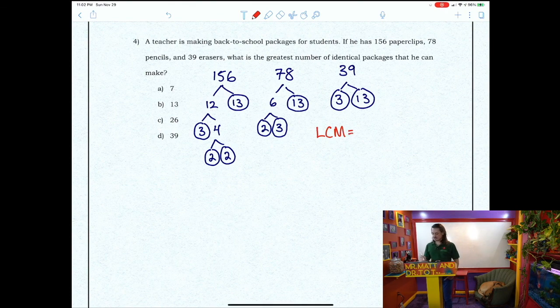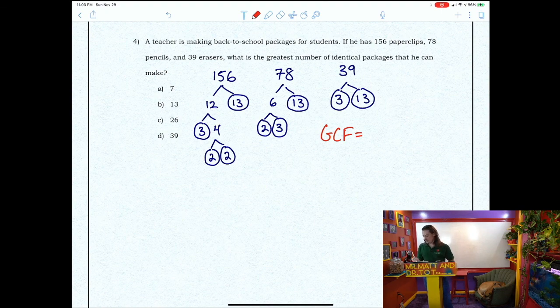So looking at 2, it occurs twice in 156, 1 time in 78, 0 times in 39. So this can be a little bit tricky. 0 is the least number of times that 2 is used, so you're going to take 0 2's. Therefore, we're not going to take any 2's. So if a factor doesn't occur in one of the factorizations, then you don't include it in the calculation for the GCF. Moving on to 3: it occurs 1 time in 156, 1 time in 78, 1 time in 39.